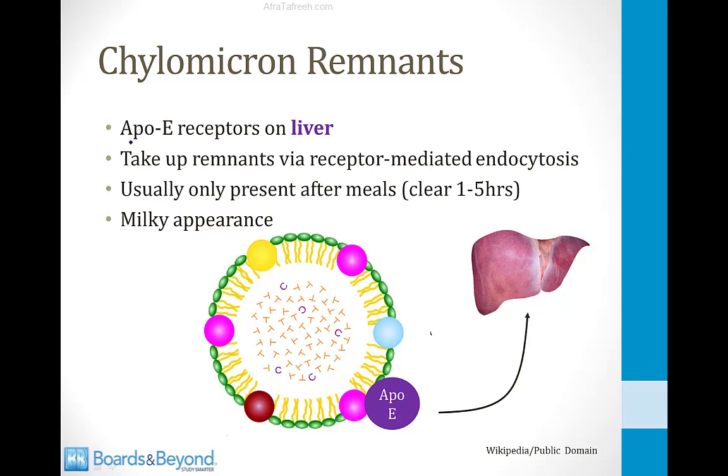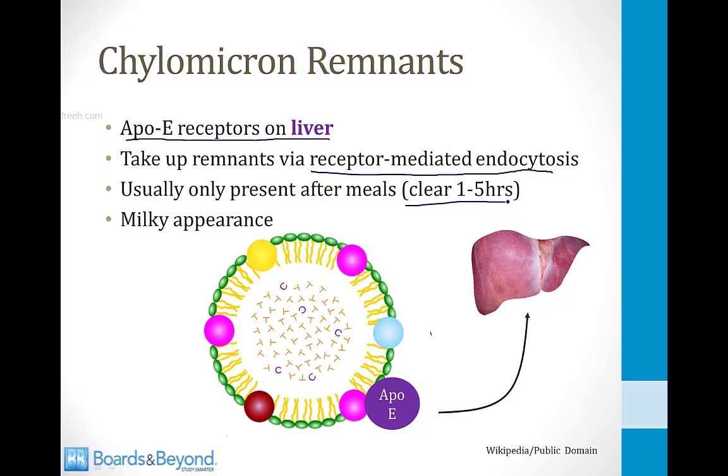A word on those chylomicron remnants. They have ApoE on their surface, and this is necessary because there are ApoE receptors on the liver, and the liver takes up the remnant particles by receptor-mediated endocytosis. Chylomicrons are only present after you eat a meal. When you eat a meal rich in triglycerides or fatty acids, the amount of chylomicrons in your plasma increases, but then they clear about 1 to 5 hours later as all the triglycerides are hydrolyzed and as the remnants are taken up by the liver.